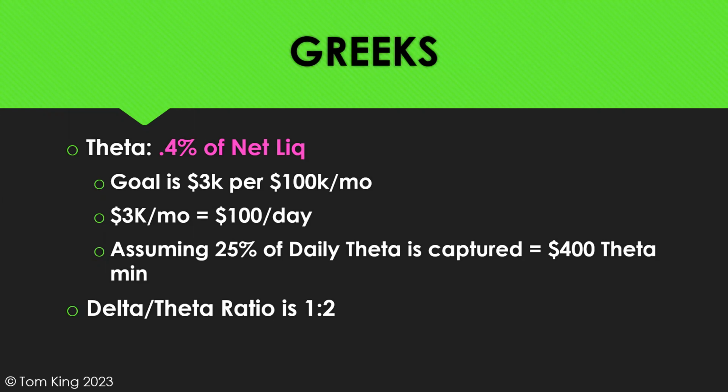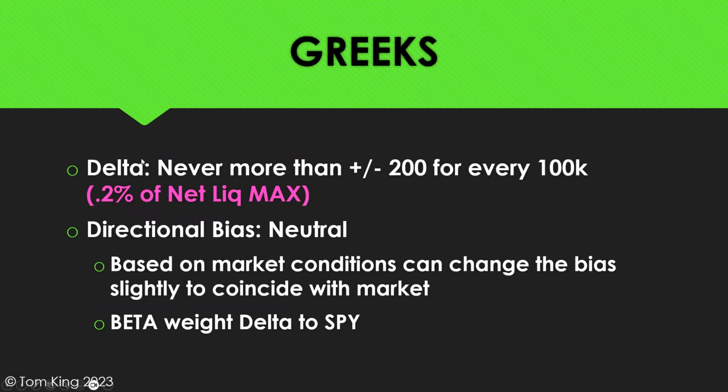I also want to keep my Theta to Delta ratio about 2 to 1. So I want about 2 Theta for every Delta. So let's talk about Delta now as well. I want to keep my Delta to really never more than plus or minus $200 for every $100,000 account, which again is about 0.2% of my net liq maximum.